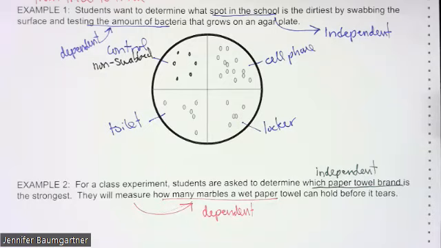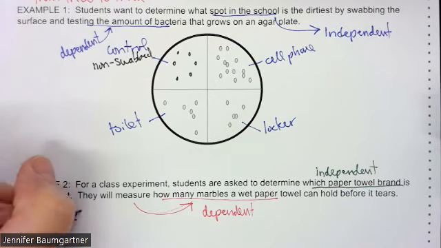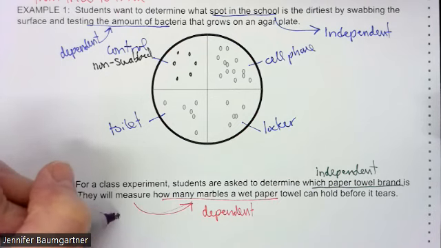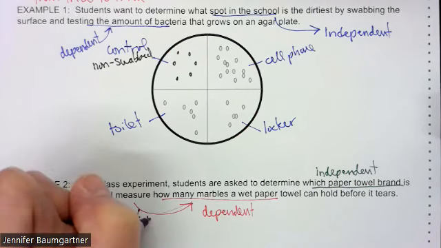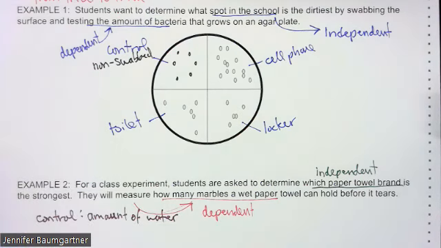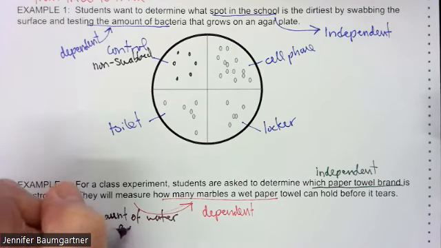So what do they have to control? Well, if they're going to wet that paper towel, they have to control how wet it is. So they have to control the amount of water used to wet it. How about the size of the paper towel? If they use different sizes of paper towels, won't that introduce an uncontrolled variable? So they would have to control the size of the towel.